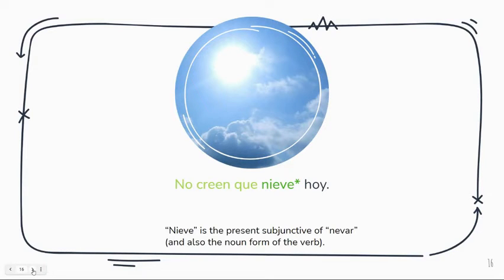¿No creen que nieve hoy? Nieve comes from the verb nevar. That's why it looks like an ER verb, because we have to use the subjunctive. They don't believe that it's going to snow today. Notice how in that translation we're using the future, but we don't use the future of the subjunctive. To express a future probability, just use the present subjunctive.